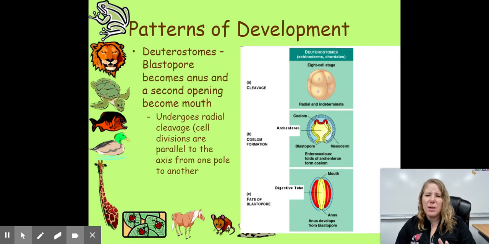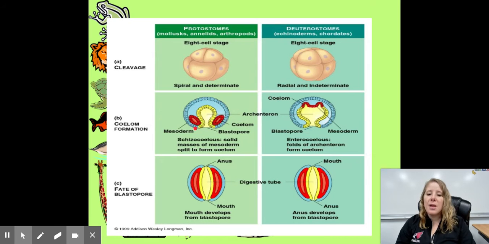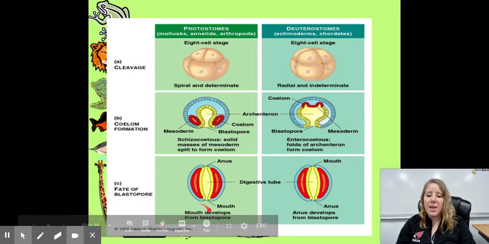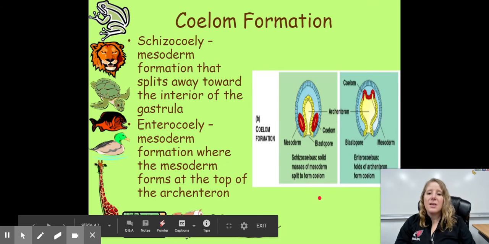So there are some hard terms, and they sound crazy, but they're not too hard to understand. You just have to remember their crazy names. So here is a versus again, protostomes spiral, deuterostomes radial cleavage. Protostomes schizocoely, right here where the ecto and endoderms meet, and enterocoely at the fold of the archenteron there. And then in blastopores, protostomes, mouth is first, deuterostomes, anus is first.